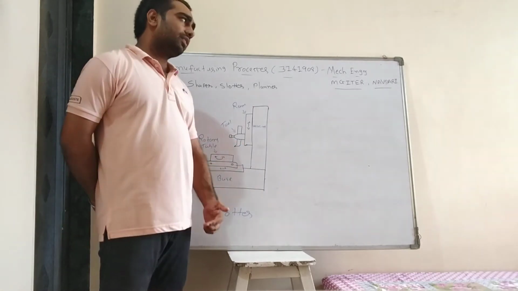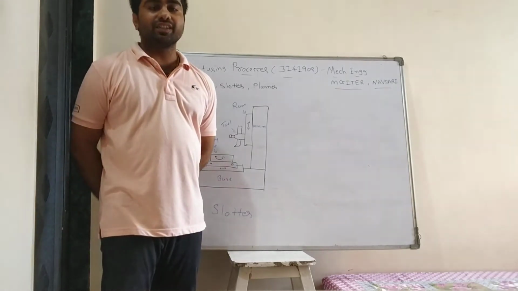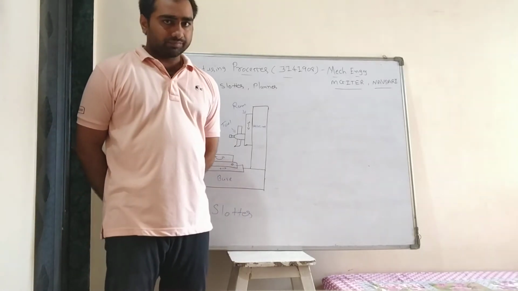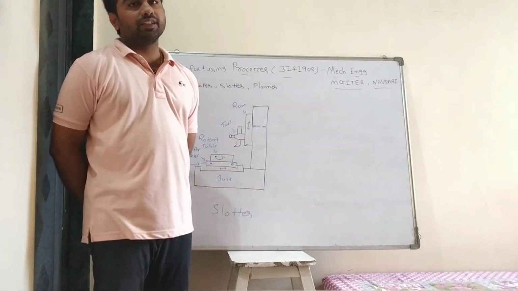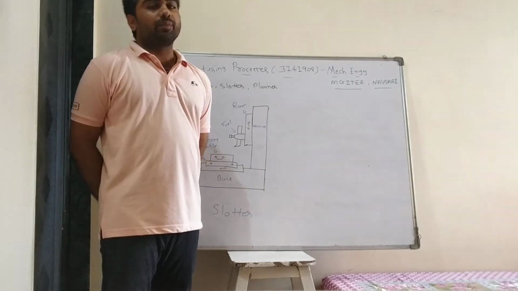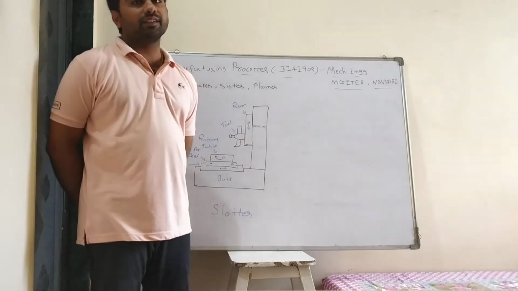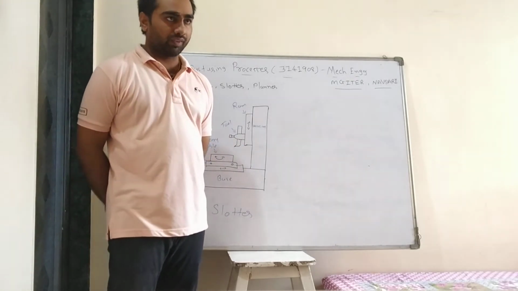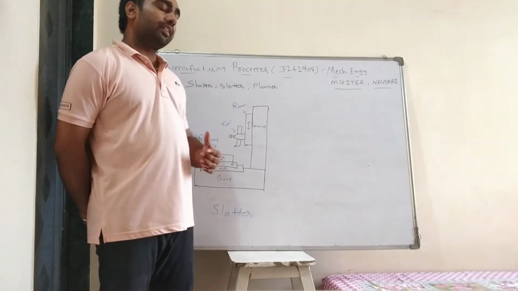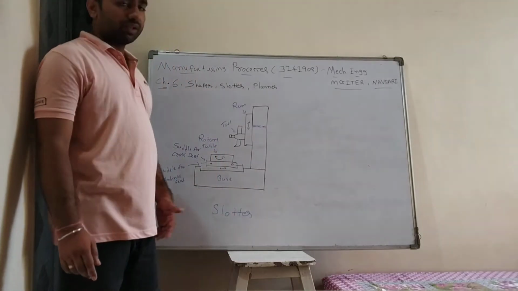The slotter machine is mostly used for making keyway slots in the workpiece. It is also used for internal threads and internal work. It can also make gear profiles using an indexing attachment, so we can also do gear making on it.